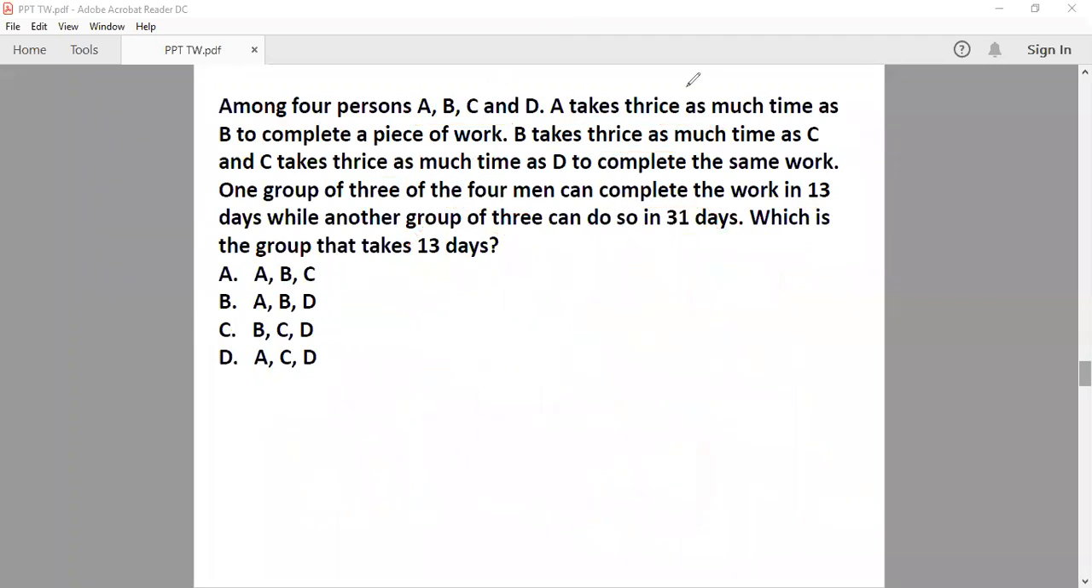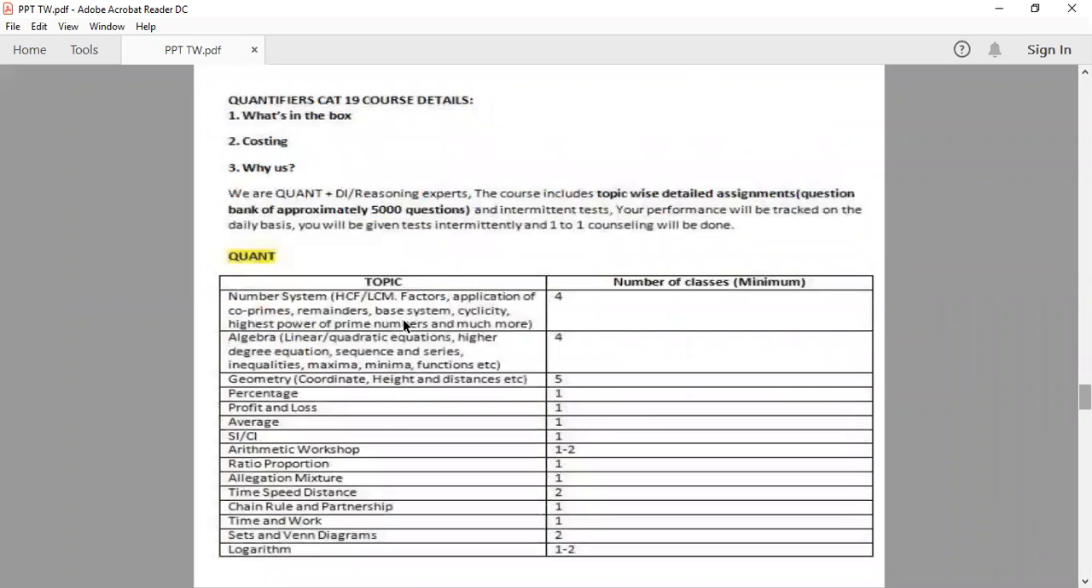Okay. Let us proceed ahead now. Okay. So yes, Shubhadeep, the correct answer is ABC.